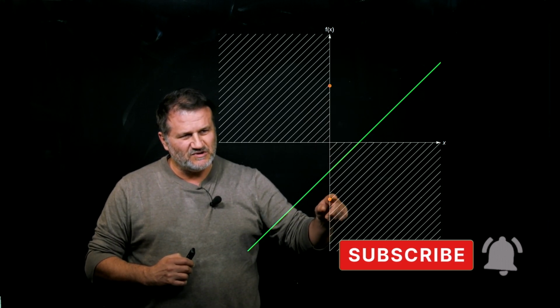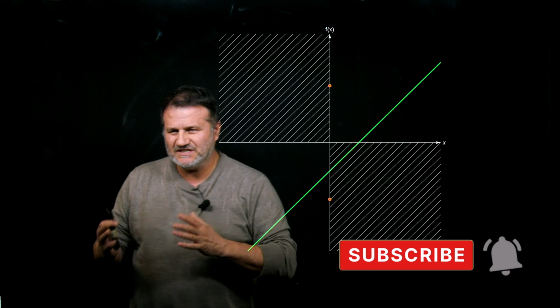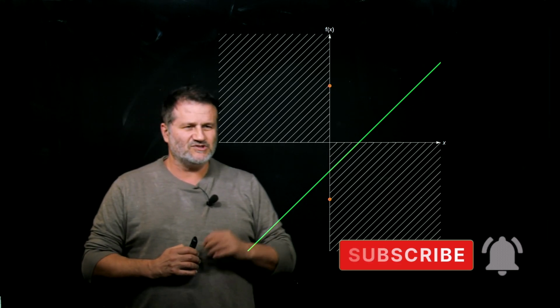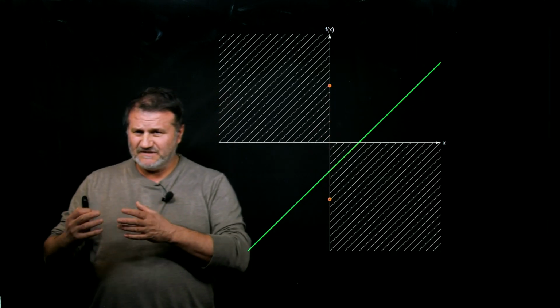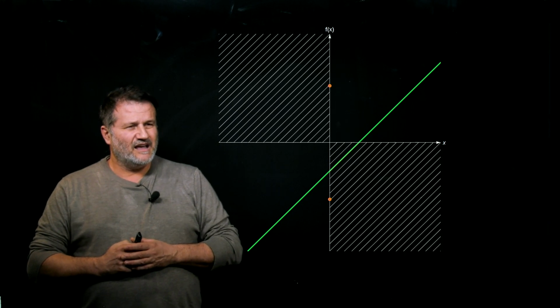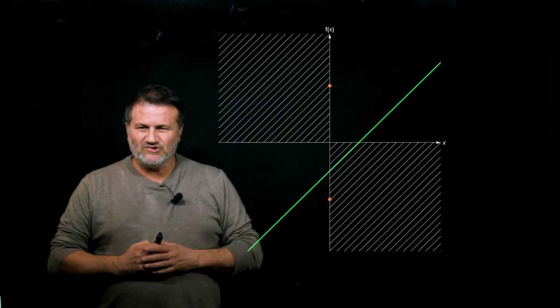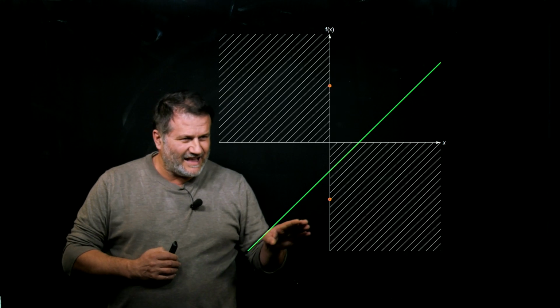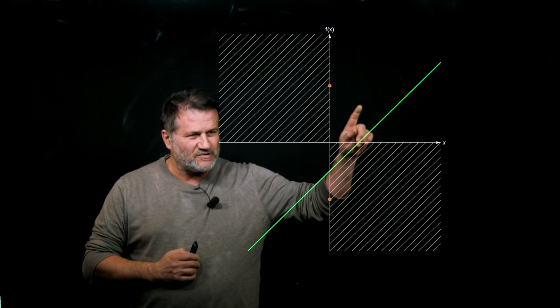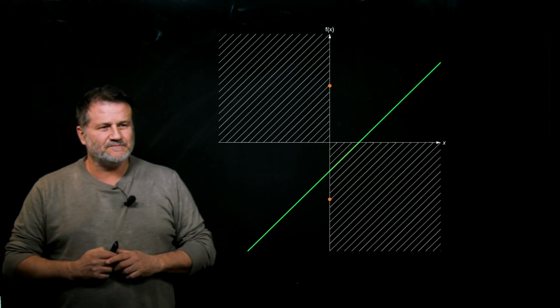I put these two little circles because the function is actually not defined at x equals 0, so these are not values achieved by the function. But the function will go to those two values when I approach x to 0 from the left and when I approach x to 0 from the right.